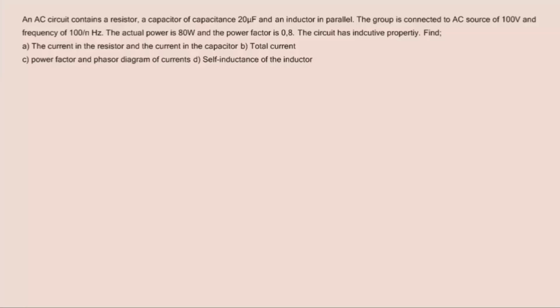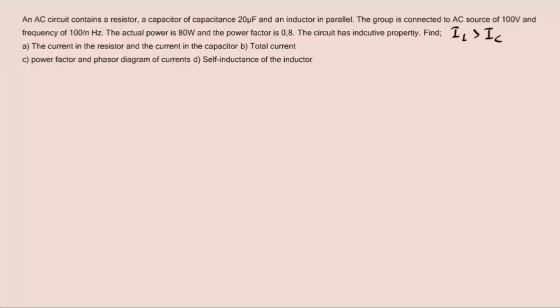An AC circuit contains a resistor, a capacitor of capacitance 20 microfarad, and an inductor, and they are all connected in parallel to an AC source of 100 volt, frequency 100 over pi, actual power 80 watt, and power factor 0.8. And the circuit has inductive property. That means IL is greater than IC if the circuit has inductive property.